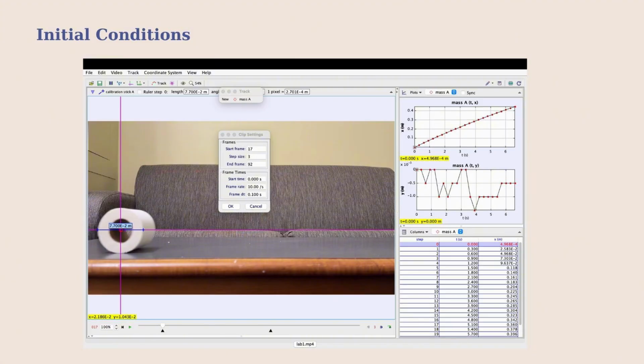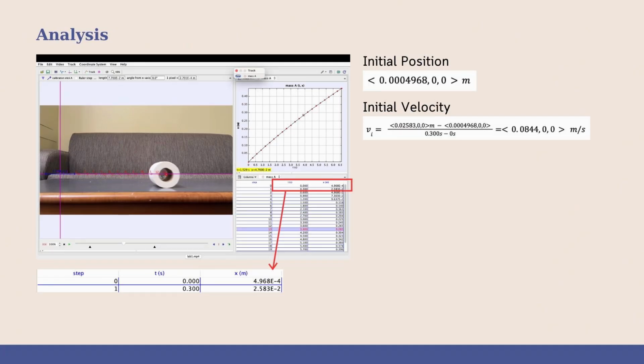For the initial conditions, I started at frame 17, which is when the paper roll started moving smoothly, and by placing the coordinate origin at the center of the roll on this frame, the initial position coordinate is practically zero. Then I used the first two data points to calculate the initial velocity using the average velocity formula.